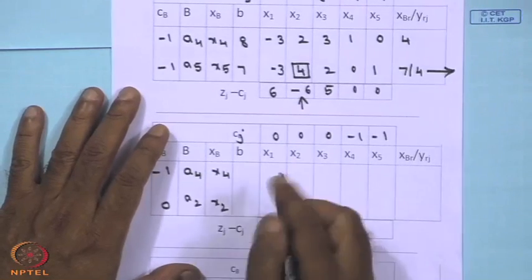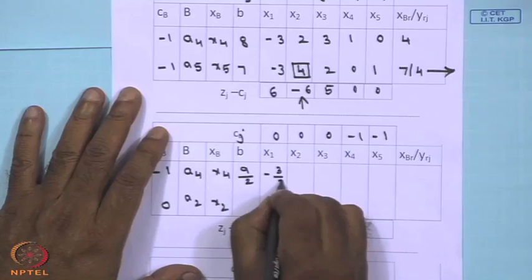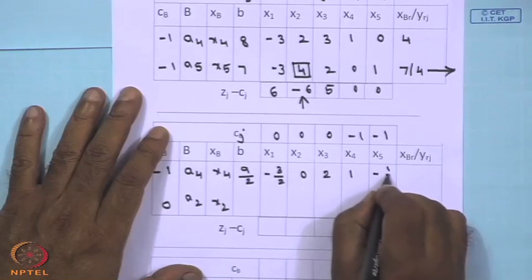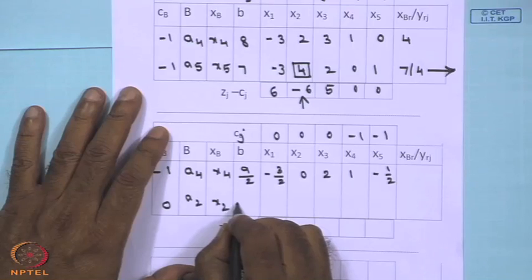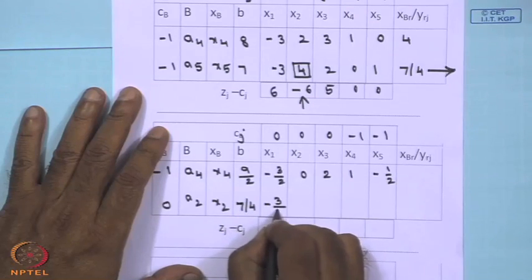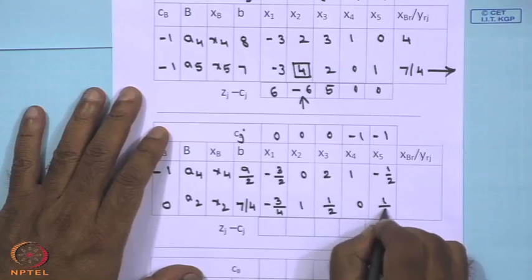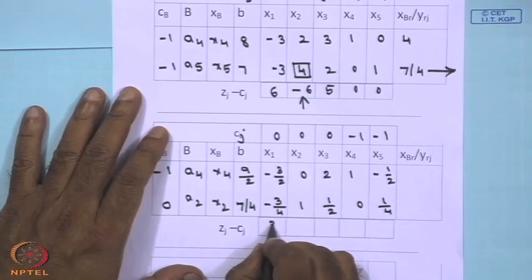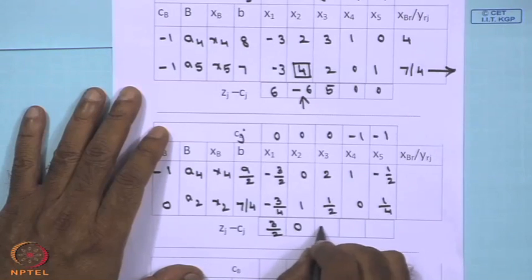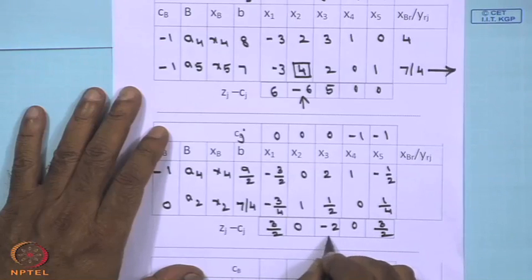So, after the manipulations you can obtain the solution as 9 by 2, minus 3 by 2, 0, 2, 1, minus half, and for the next table it will be 7 by 4, minus 3 by 4, 1 half, 0 and 1 by 4. So, if you calculate Zj minus Cj, 3 by 2, 0, minus 2, 0 and 3 by 2, still it is negative.